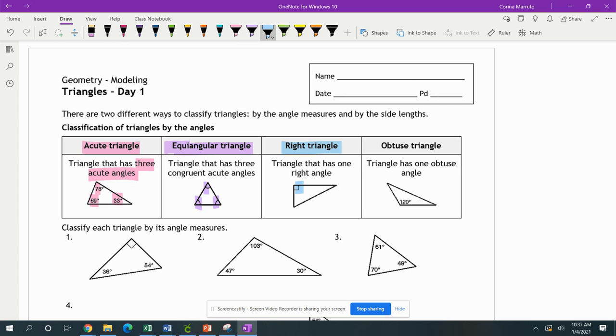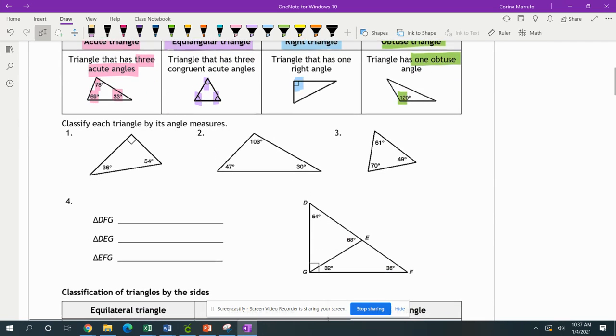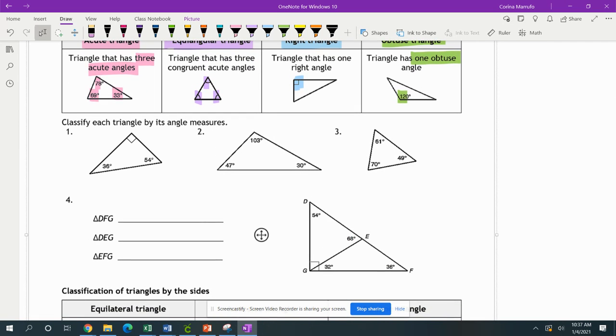Okay, and then the next one we have an obtuse triangle. So in order for it to be an obtuse triangle, it has to have one obtuse angle. Okay, so all it needs is just one. So here it says classify the triangles by the angle measures. So if we look here, 36, 54, and then this is a 90-degree angle. So this is considered a right triangle, right? And then the symbol for triangle is a triangle.